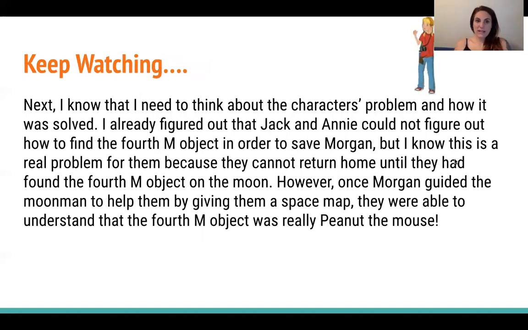Next, I know that I need to think about the character's problem and how it was solved. I already figured out that Jack and Annie could not figure out how to find the fourth M object in order to save Morgan. But I know this is a real problem for them because they can't return home until they have found the fourth M object. But once Morgan guided the Moon Man to help them by giving them that space map, remember the map of the mouse, they were able to understand that the fourth M object was really Peanut the mouse.